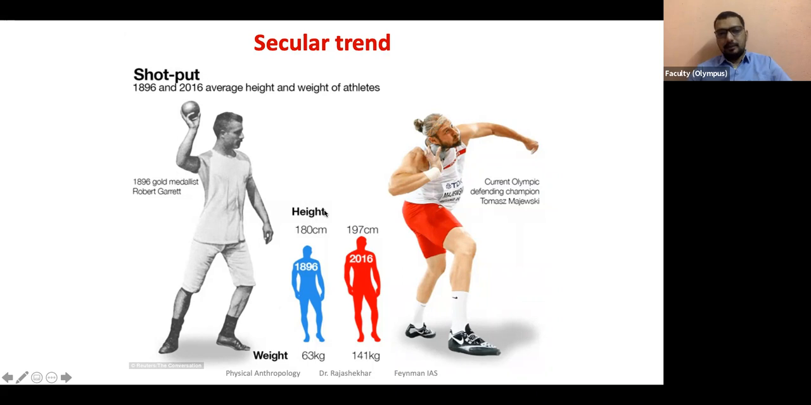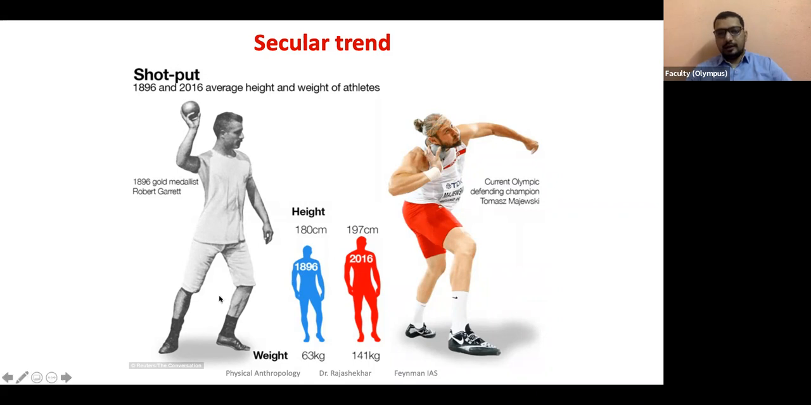People who are winning the games, 1896 gold medalist, Robert Garrett: 180 centimeters tall, 63 kg weight. But the same thing in the 2016 winner, the defending champion, Thomas: 197 centimeters. 180 versus 197, and weight was 141 kgs. Almost double, 141 kgs, 197 centimeters. As I was telling you, for people who need to throw things, like in the shot put, the advantage is the height as well as the weight.